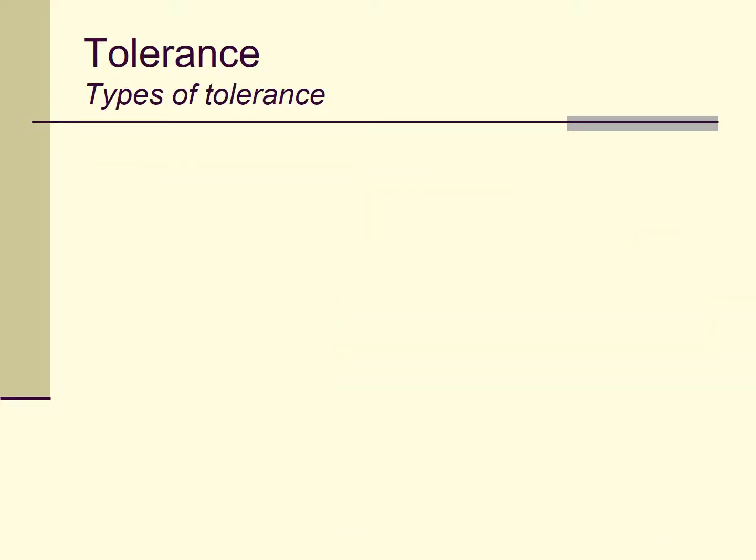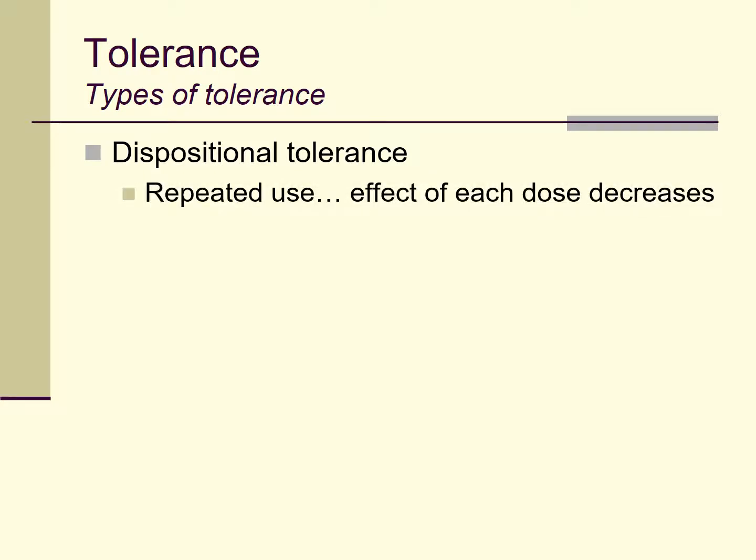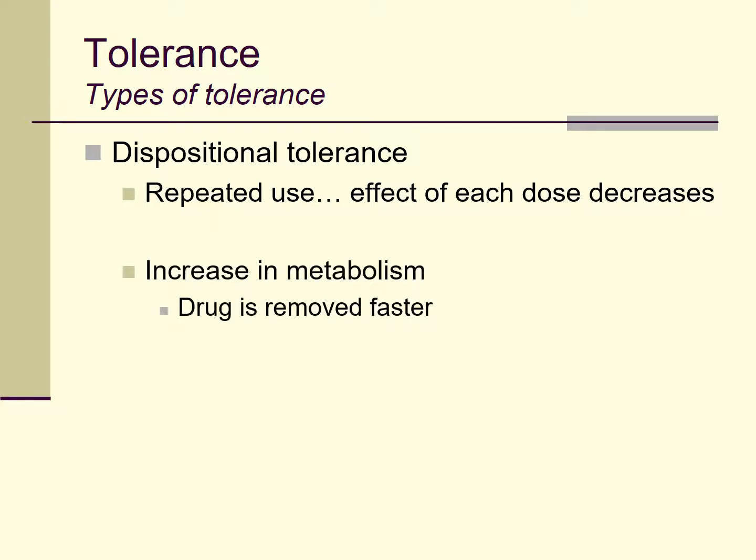So the first type of tolerance to talk about is what's called dispositional tolerance. And again, the idea of all forms of tolerance is that with repeated use of a drug, the effect of each dose decreases. That's the basic idea of tolerance. When we're talking about dispositional tolerance, we're talking about tolerance that occurs because of changes in metabolism or biotransformation of the drug in the body.